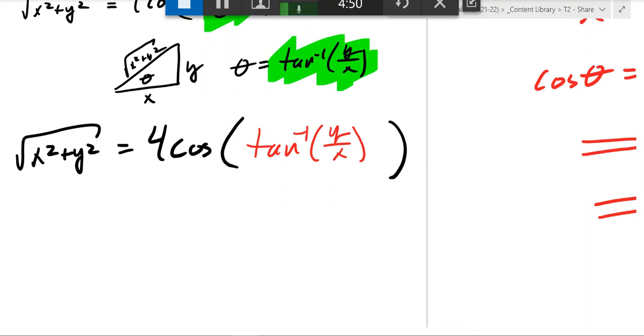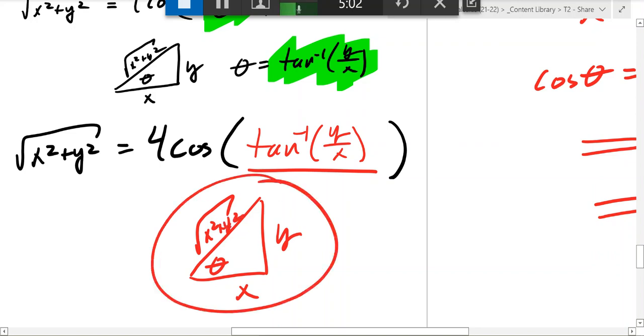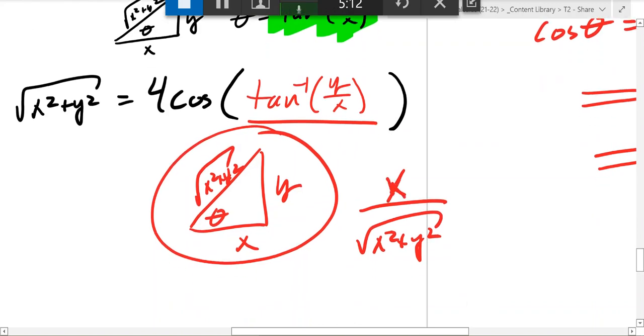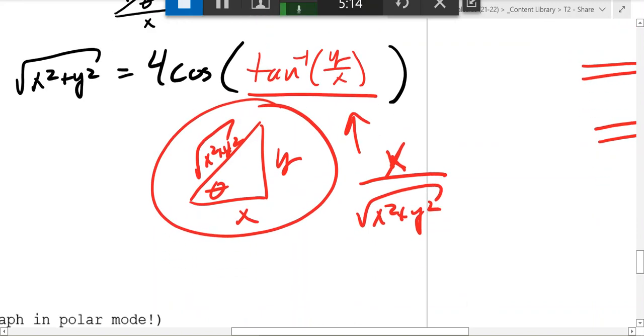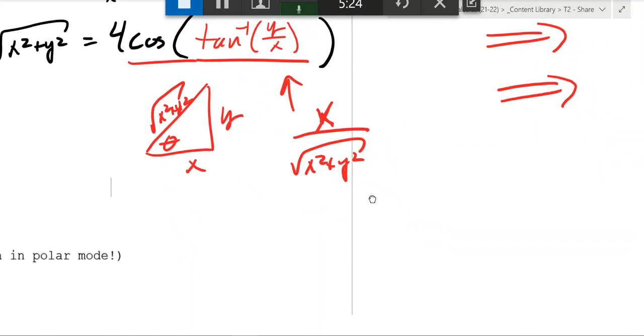Remember, this just represents an angle. So what triangle has that angle? What triangle has tan inverse of y over x? Well, it's this triangle right here. So what is the cosine of this triangle at theta? It is going to be x over the square root of x squared plus y squared. So you can replace the tan inverse right there with this. So the cosine of that theta is x over the square root of that.